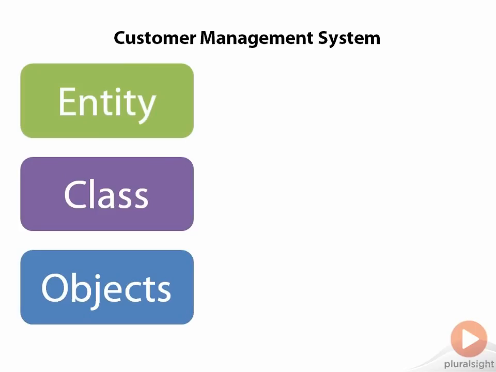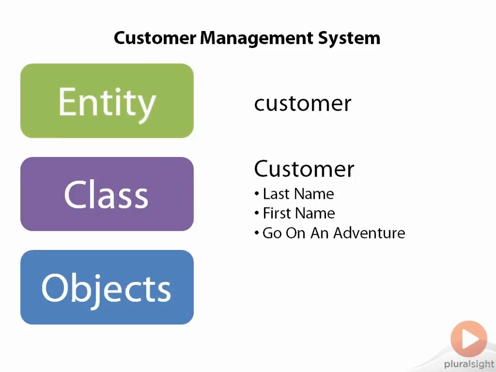Let's put these terms together using an example. Say we are building a customer management system. From the name of the application, it would seem that customer would be an entity. It is important enough to consider as a class. After some analysis, we determined that there should indeed be a customer class, and it has a first name and last name properties and a go on an adventure method.